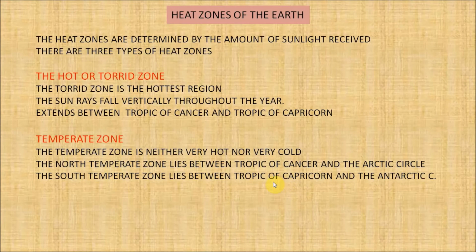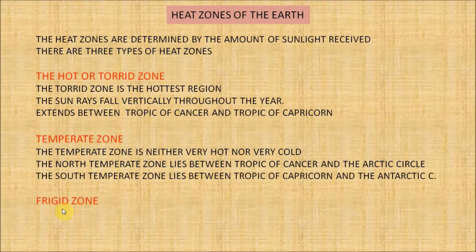The temperate zone receives slightly slanting rays of the sun and is thus comparatively cooler than the torrid zone. The regions lying in the temperate zone have distinct summers and winters. This zone has plenty of grasslands.